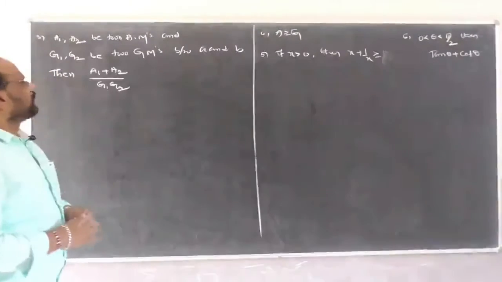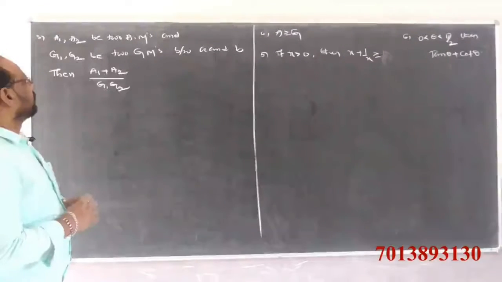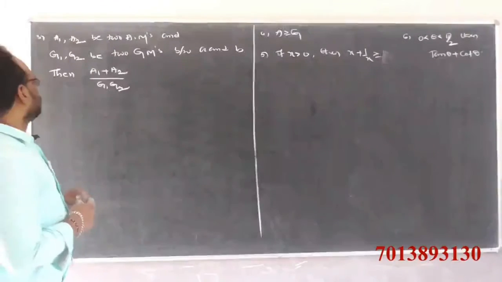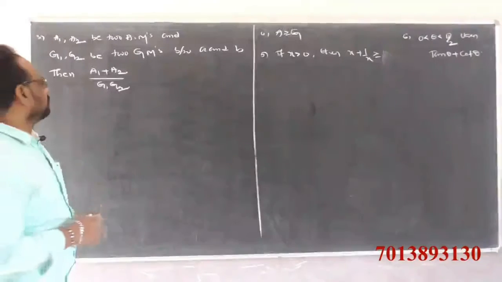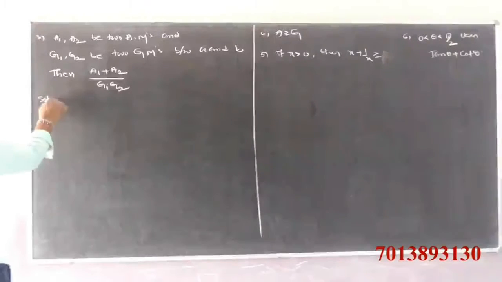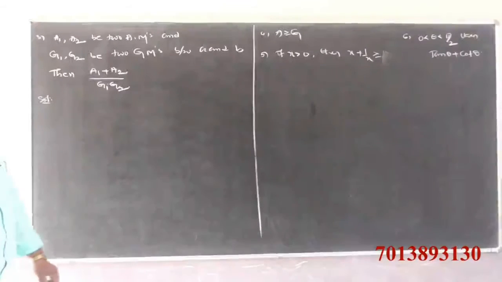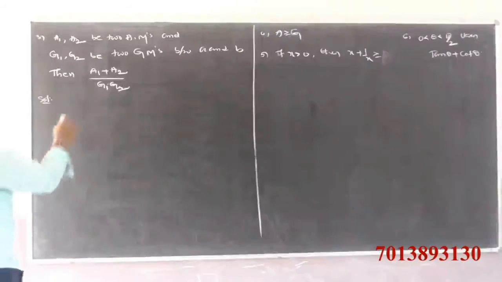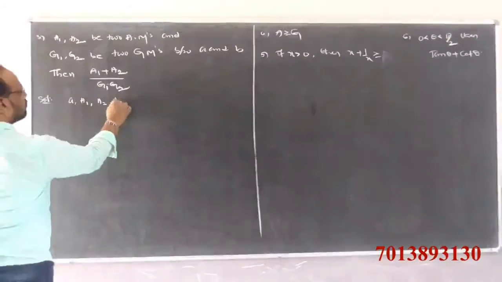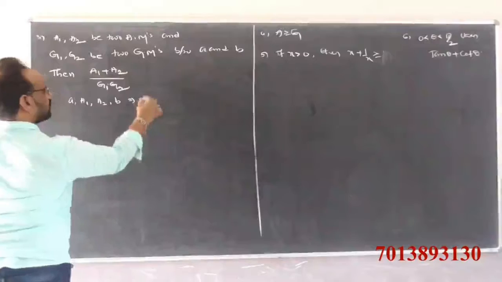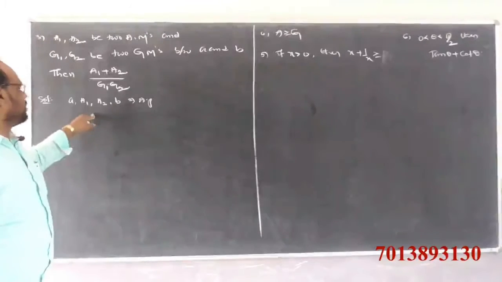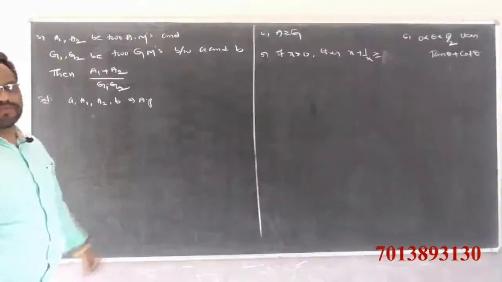If A1, A2 are two arithmetic means between two given numbers A and B, and G1, G2 are two geometric means between A and B, then find (A1 plus A2) by (G1 into G2). We want this solution. A1, A2 are two arithmetic means between the two given numbers A and B. That means A, A1, A2, B are in AP.